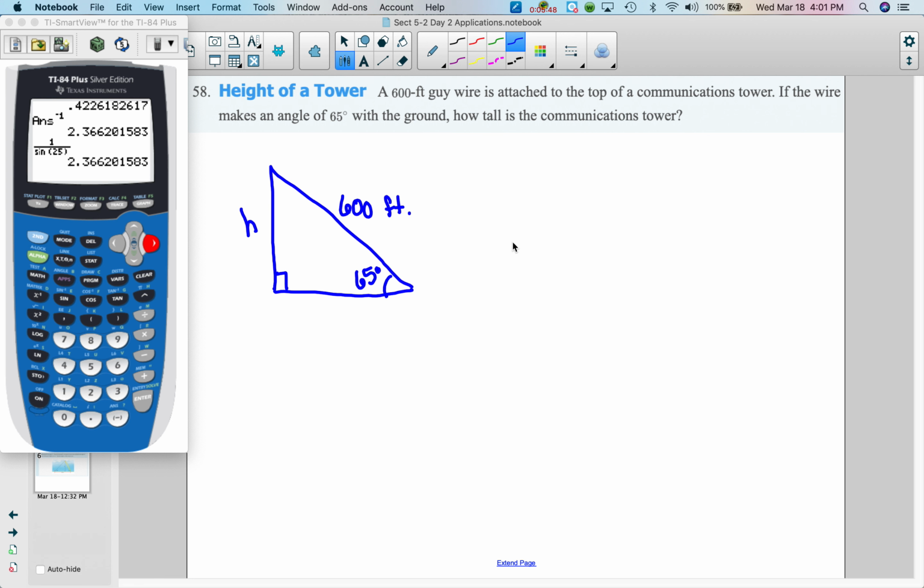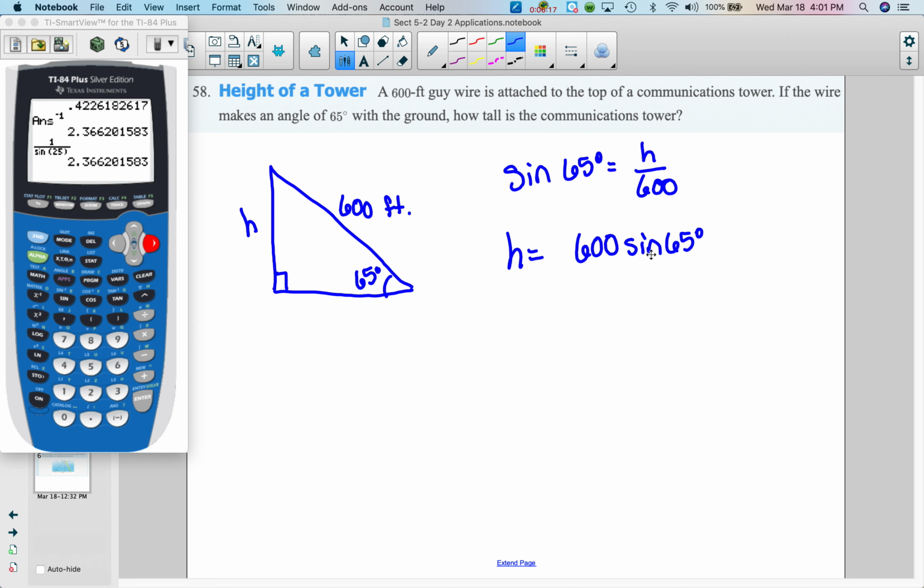So you're going to notice on every problem I do on these, make a picture, make a picture, make a picture. And it's going to be a right triangle. So now we can figure this out. Notice that I have my angle 65 degrees. I have opposite and hypotenuse. So I want to use sine 65 degrees equals H over 600. So we get H equals 600 times sine 65 degrees.